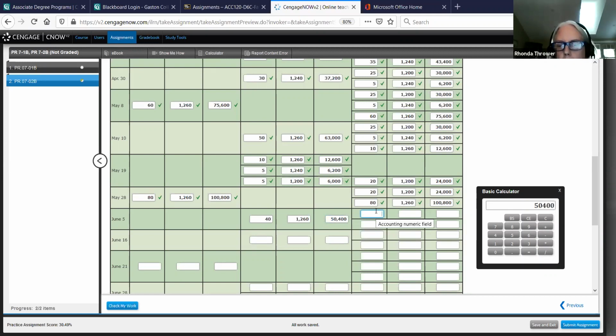Our beginning inventory, we still have 20 units left at $1,200 a piece for 24,000. And then we've sold 40 of the 80, so we have 40 remaining at 1260, which is 50,400. Check your work.